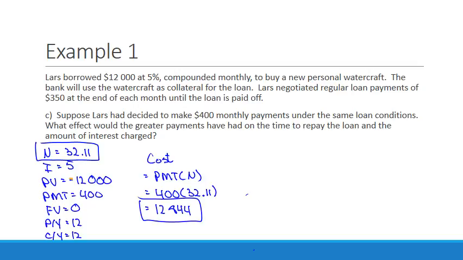So what effect would it have? Well, the larger payment means we're going to pay it off quicker. And if we pay it off quicker, there's going to be less interest. So it's going to be cheaper for us to take that route.